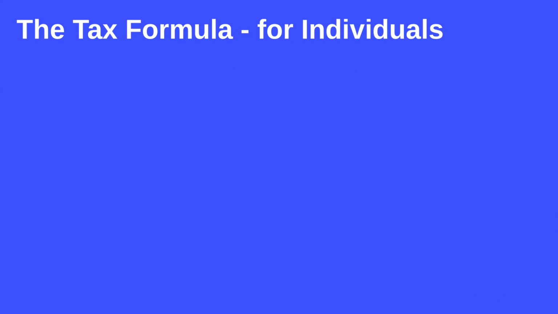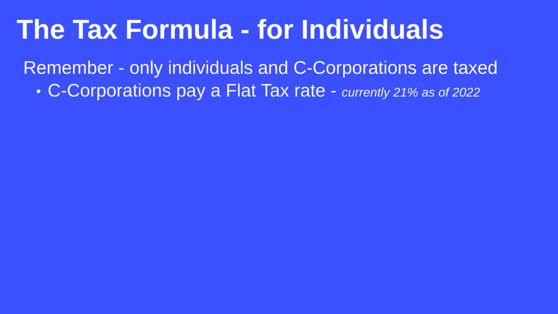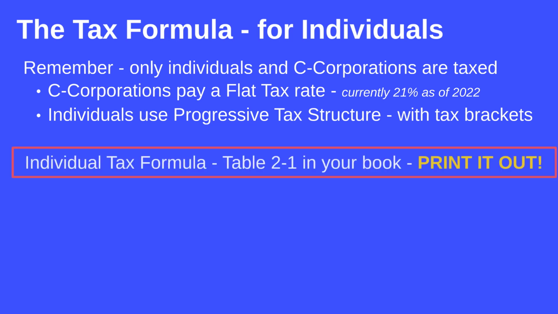And that all starts with what we call the tax formula. Remember, we talked a little bit last chapter about the fact that only individuals and C corporations are taxed. C corporations pay a flat tax rate, and that's covered a little bit in this chapter. I'm not going to do too much of it in this video, although the formulas are basically the same. Individuals, if you'll remember, use what we call a progressive tax structure with different tax brackets that we played around with some examples in the last chapter.